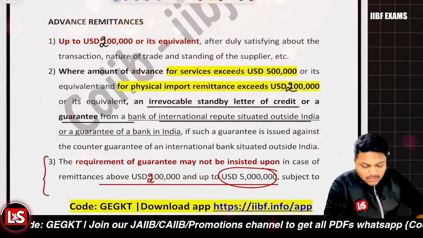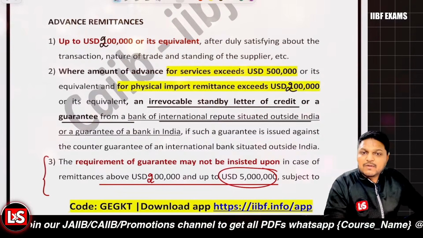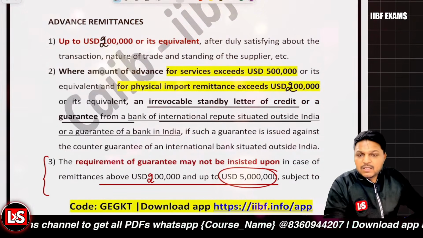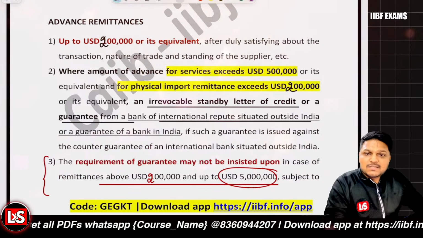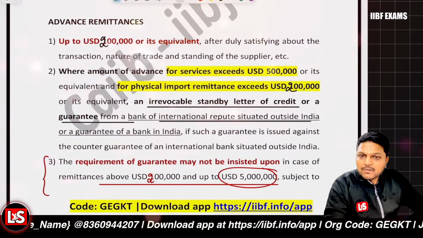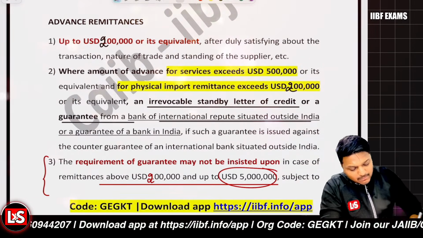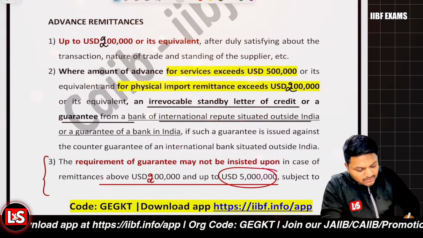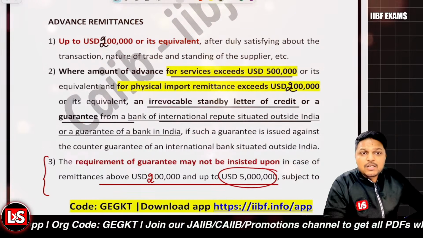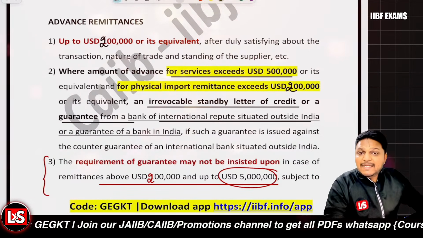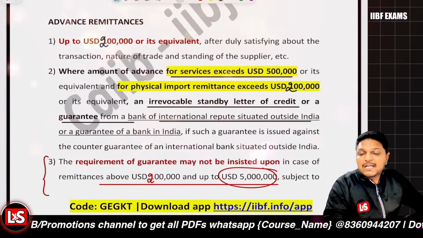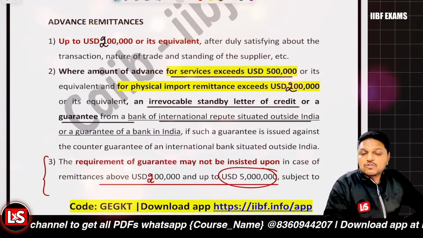So let's rediscuss them. First of all, if the amount of the advance remittance is up to 2 lakh USD, then no issues about it. You can have the authorized dealers get themselves satisfied about that particular transaction. That's it. And where the amount of advance remittance for services exceeds 5 lakh USD, or for physical import exceeds 2 lakh USD, right? In that scenario, what is to be done? An irrevocable standby letter of credit or a bank guarantee from a bank of international repute is to be made available, right?